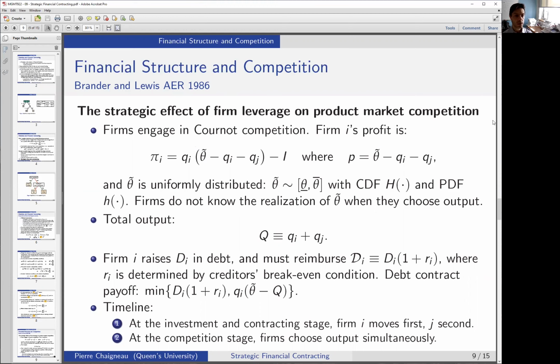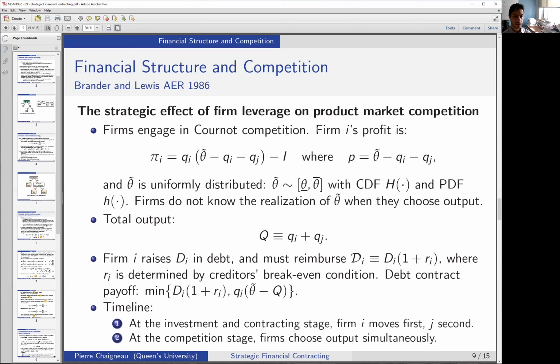All right, so to do that, we're going to rely on the standard model of Cournot competition. As you know, there are two standard models of competition between firms. The first one is Bertrand competition. That's when each firm chooses the price at which it will sell its products. The second one is Cournot competition. With Cournot competition, firms choose the quantity or the output that they will sell on markets. And the price will be affected by the quantities that firms choose to produce.